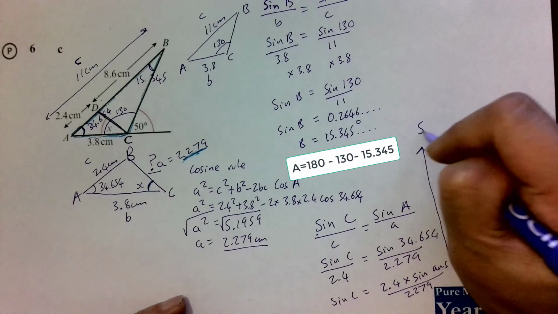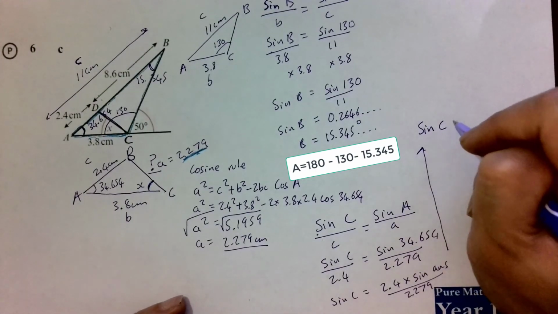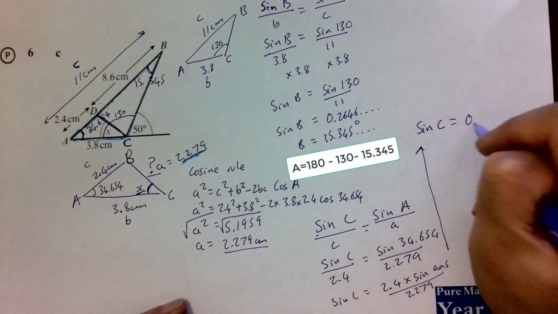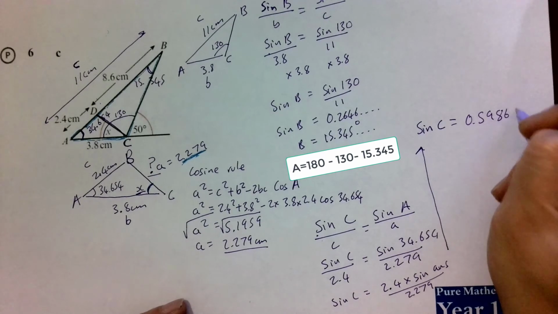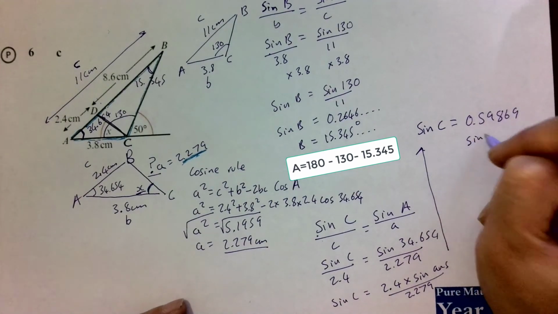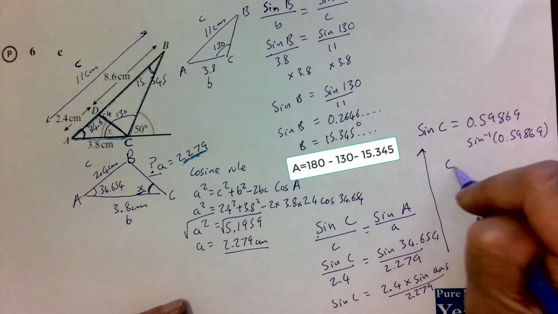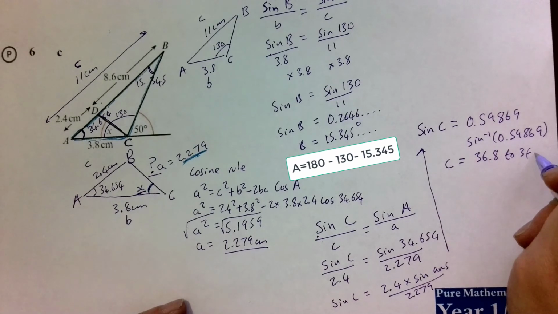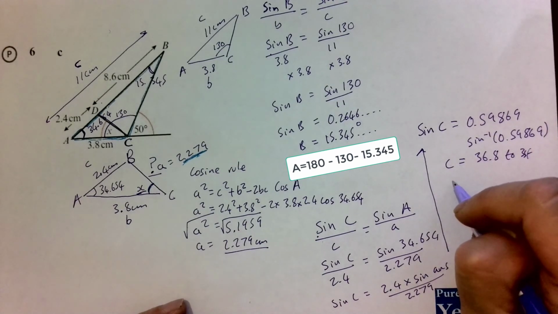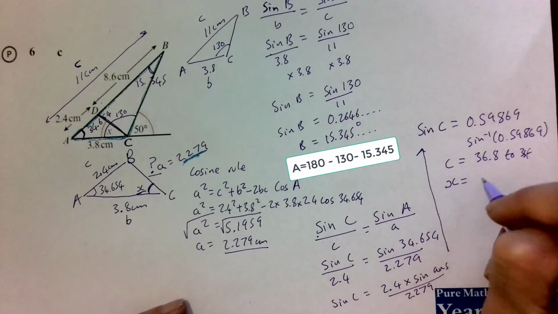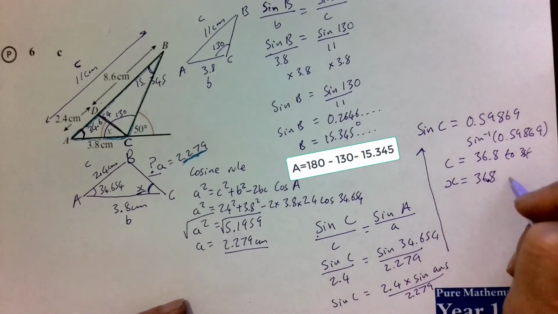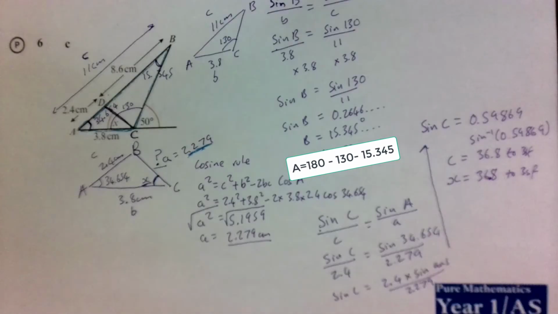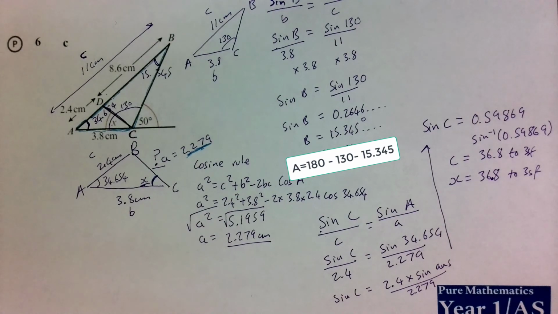So eventually you should get sine C, and in this instance it is actually x, but we'll keep it the same, will equal 0.59869. Now inverse sine both sides to get C to equal 36.8 to three significant figures. So C, or x now in this case, is 36.8 to 3 SF, and that's how that one is done. So lots of problem solving skills here, but it is achievable if you think about it.